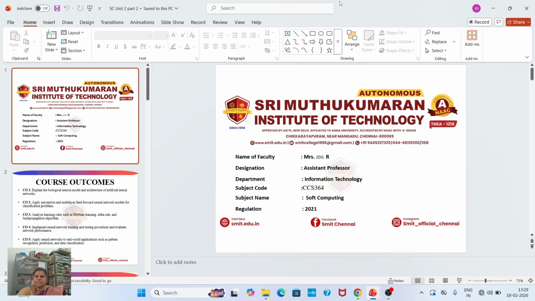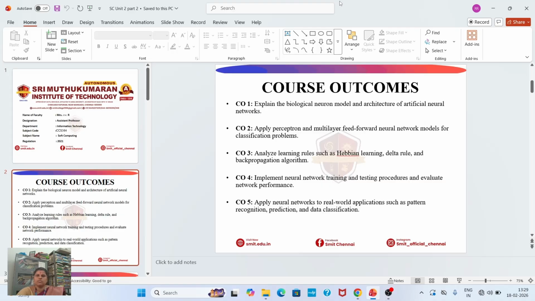Today's lecture is soft computing. Course outcomes. Course outcome one: explain the biological neuron model and architecture of artificial neural networks. Apply perceptron and multi-layer feed-forward neural network models to classification problems.